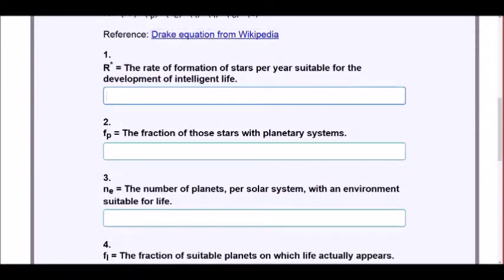Let's go ahead and take a stab at the Drake equation. The rate of formation of stars per year suitable for the development of intelligent life. Let's say 7. The fraction of those stars with planetary systems. Well, we know from Kepler data that most stars have planets. That number should approach 1, so let's say 0.99. The number of planets per solar system with an environment suitable for life. Let's say 0.22.